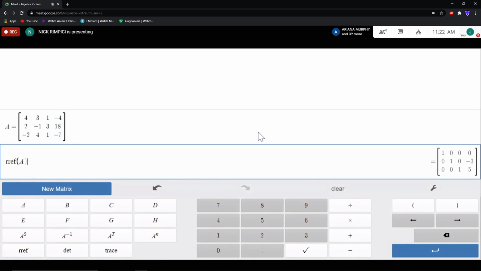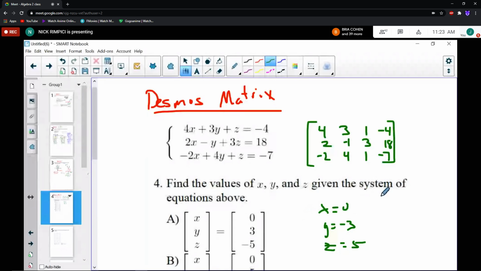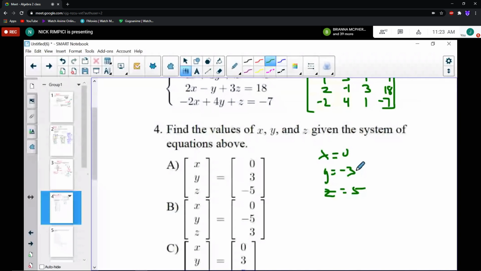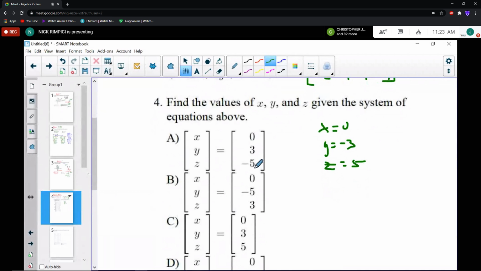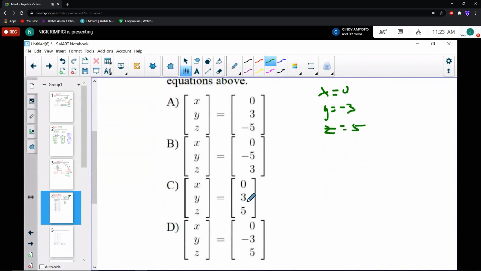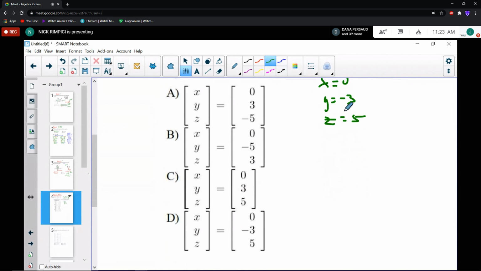I'm going to bring us back to Notebook. Let's load it back up. And here we are, back in Notebook. So X is 0, Y is negative 3, and Z is 5. This one is incorrect because the signs are wrong. This one is also incorrect, it's missing the negative sign. Ah, here it is: 0, negative 3, and 5. So it's choice D.